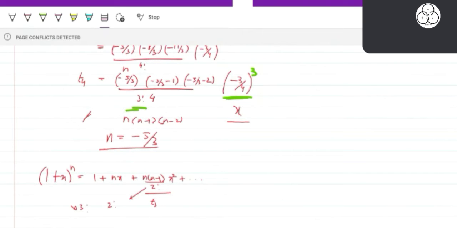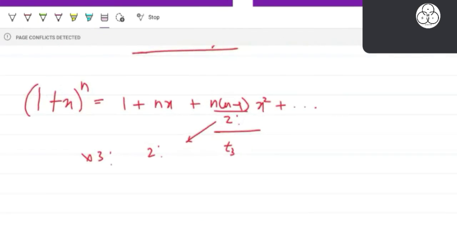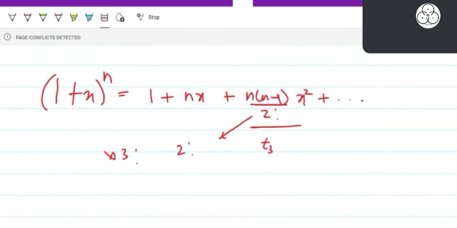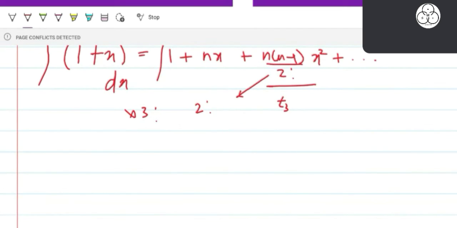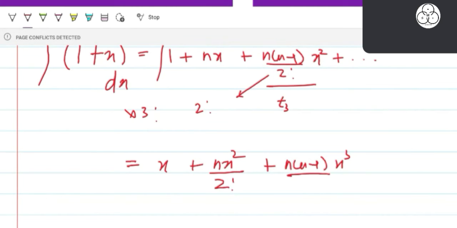And how can we avoid this problem? Any ideas? Yes, fantastic. If we integrate this expansion with respect to x, what will we get on the right hand side? x plus nx square by 2 factorial plus n into n minus 1 x cube by 3 factorial, and so on. This will be continued, right?